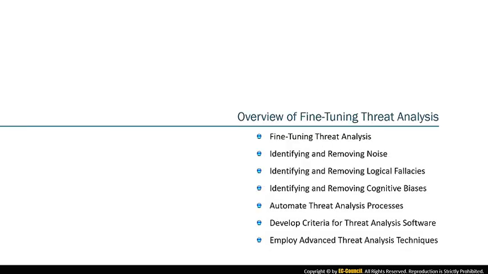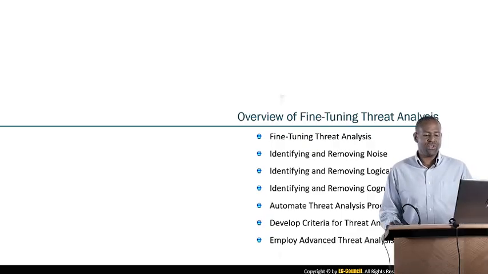All right. So now we move from threat modeling into fine-tuning threat analysis. In this section, we're going to look at fine-tuning that analysis, removing noise, identifying and removing logical fallacies, removing cognitive biases, and then automating the process, which is extremely important in dealing with the huge amount of data throughput that we have very often. We're going to develop criteria for threat analysis software, and we're going to employ advanced threat analysis techniques. Let's get started by looking at fine-tuning threat analysis.